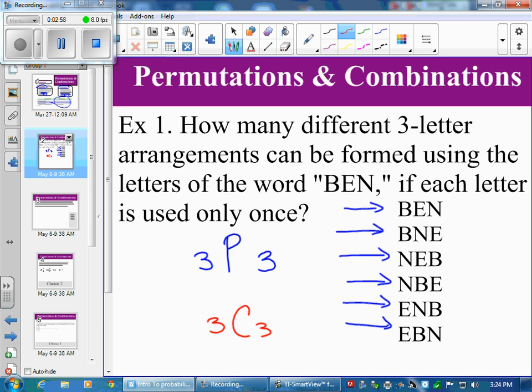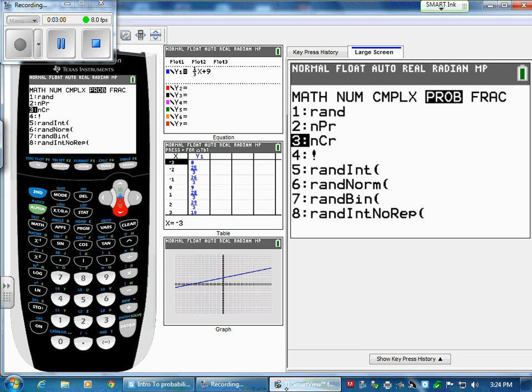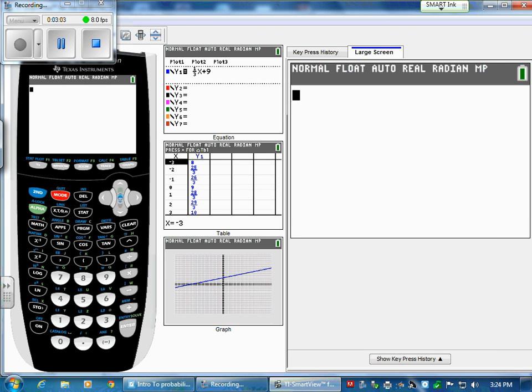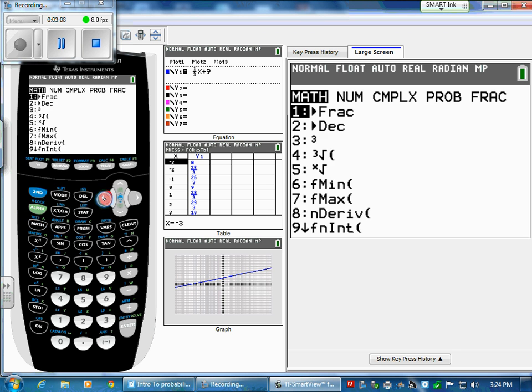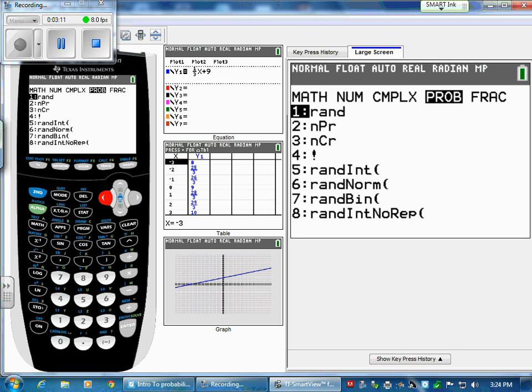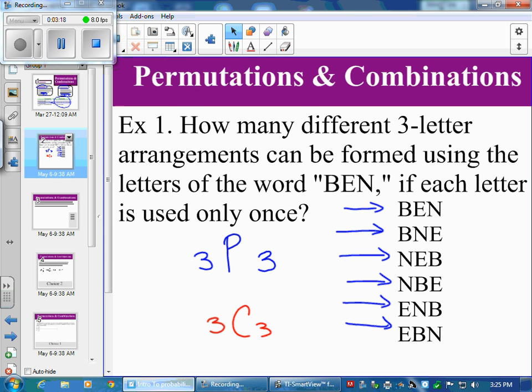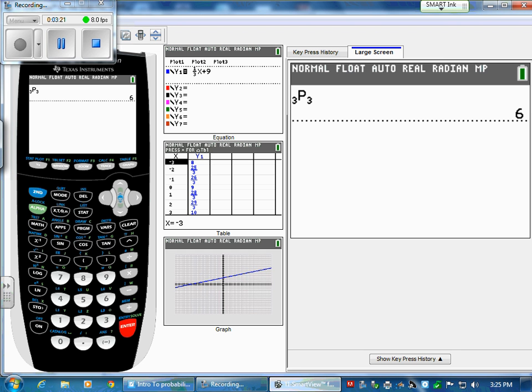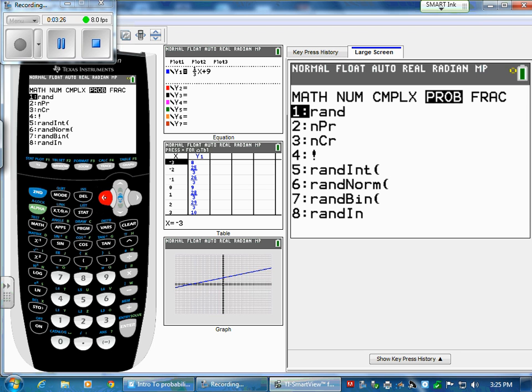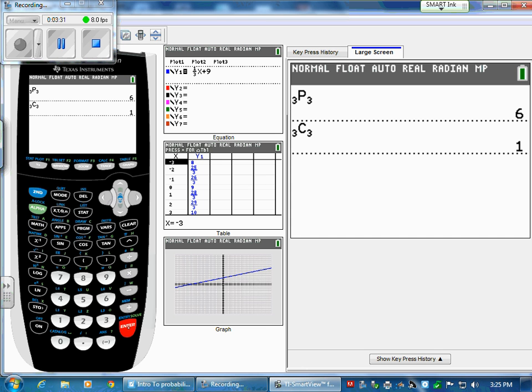So let's just practice typing these in. When you go to type in a permutation or a combination, you need to type your total number first. So if I type 3, then I would go math, probability. If I first want to try the permutation, which the question was actually asking, I would type in 3P3, and I get 6. That's standing again for the 6 total ways I can arrange Ben. If this question had specifically said order doesn't matter, then we would be using a combination. And you'll see if order doesn't matter, there's only one way to arrange the letters in Ben if I don't care about the order.